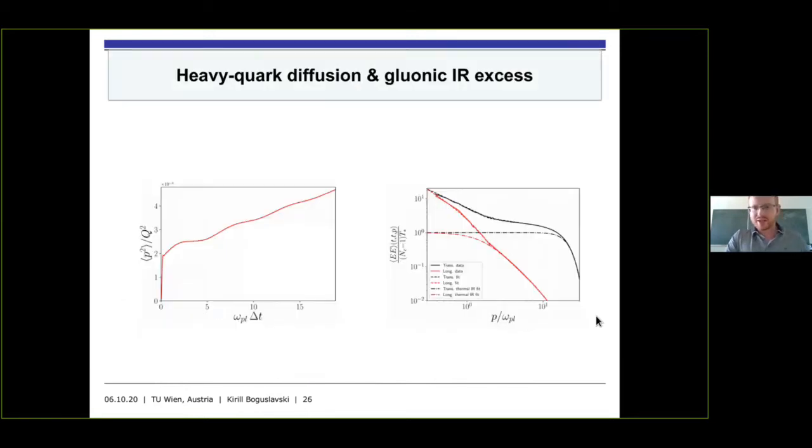Having described classical attractors and also spectral information, one of the next steps is to understand some interesting observables and phenomena. One phenomenon which is pretty interesting is the transport coefficient, here the heavy quark diffusion coefficient. Another phenomenon is what happens at low momenta in the gluonic infrared. You find a gluonic infrared excess.